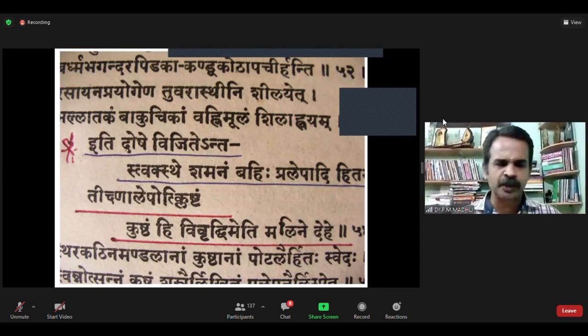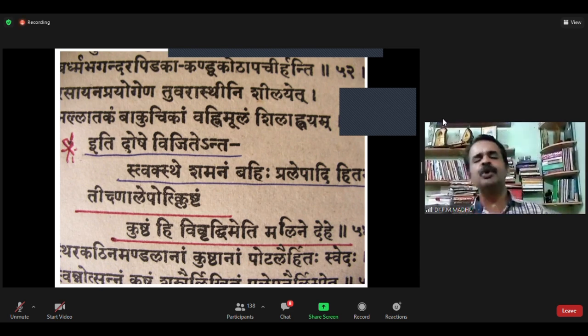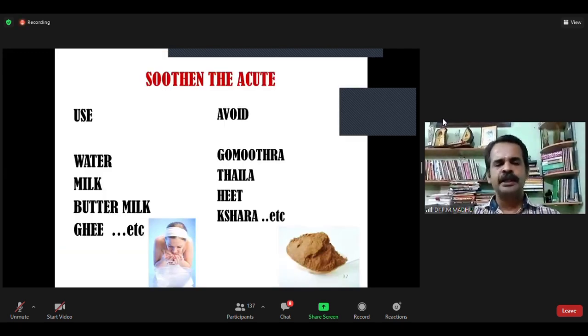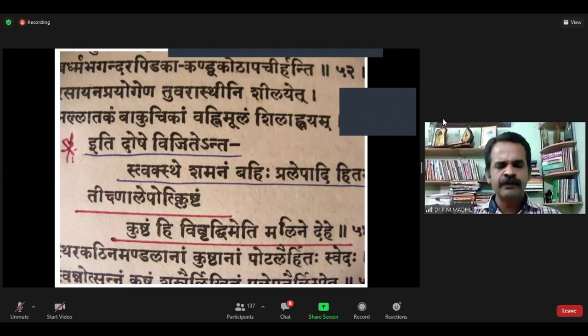You see, iti doshe vijite antah shamanam bahih pralepadi hitam, tikshna lepa utkrishtam kushtam hi vivrddhimeti marine dehe. If we apply an irritant ointment on a body which is not purified properly, the chances of aggravation is there. So we have to identify the cases and we have to purify the body internally.